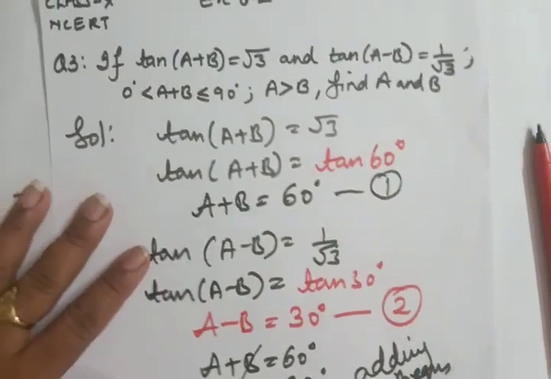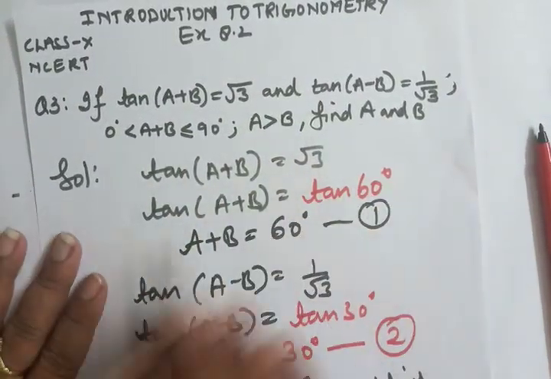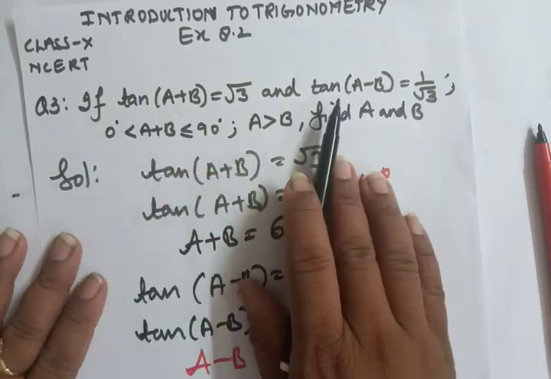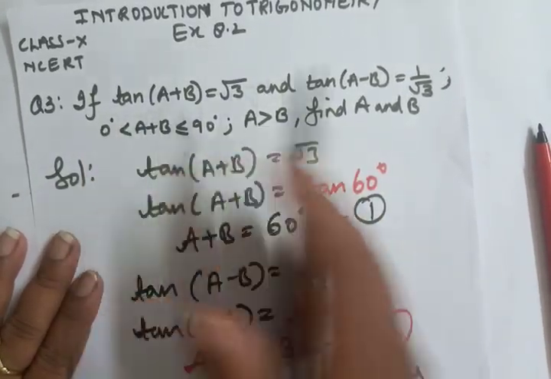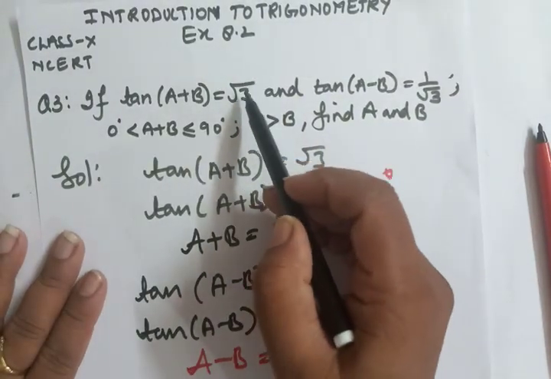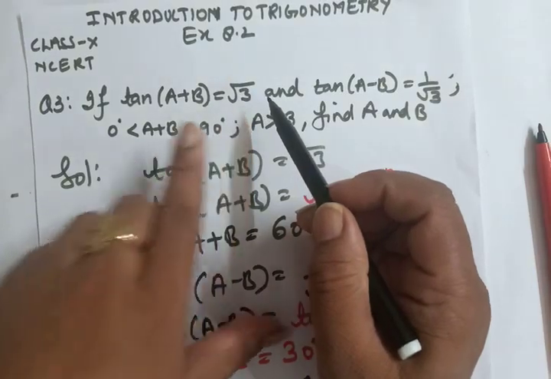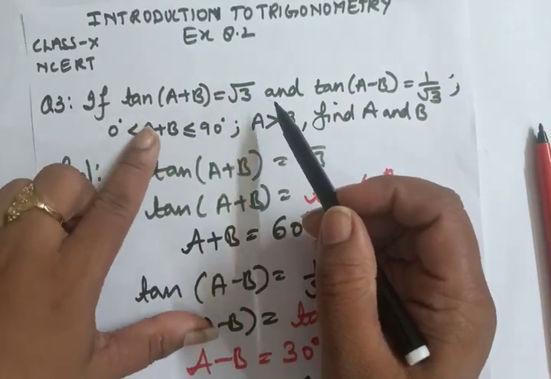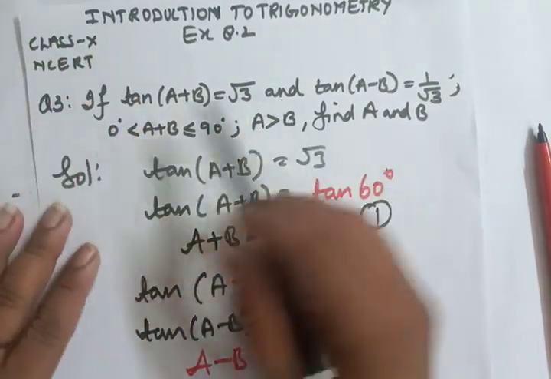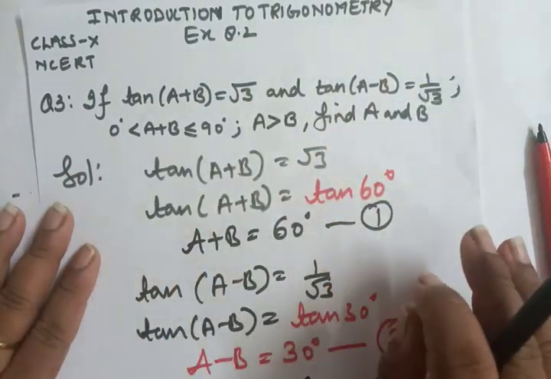So don't be confused by such type of question. After seeing such a question, what do you have to think? Any question like this, just like sin a plus b, cos a plus b, or cot a, whatever, you have to focus on the value, which angle has a value of this ratio, of tan theta or sin theta or cos theta. Yes, you have to remember that only.